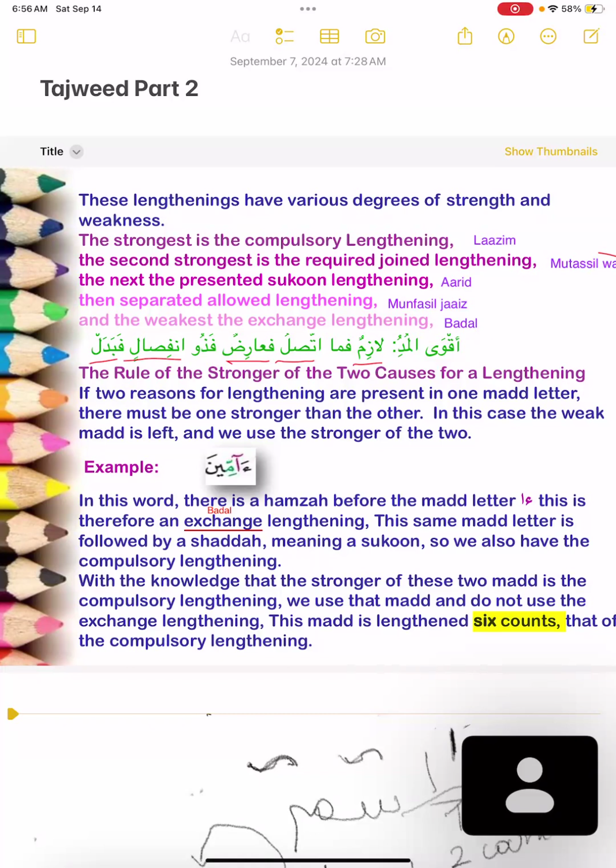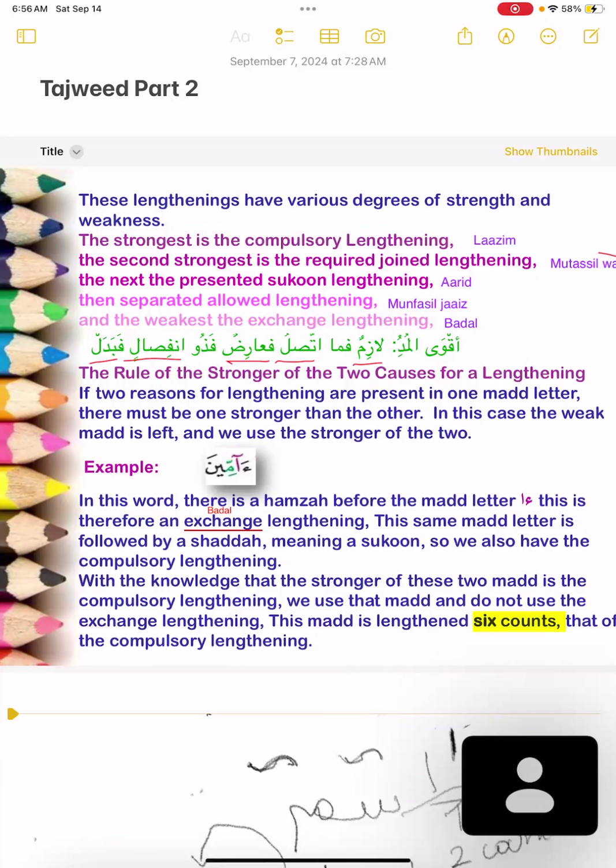Then you have mad munfasil. Okay, mad munfasil is happening between two words. The mad letter is in the first word followed by hamza in the second word. So this is the next. This comes after mad al-arid lil-sukun. Okay, and then the weakest, the lowest in the hierarchy is mad badal and the remaining mads.